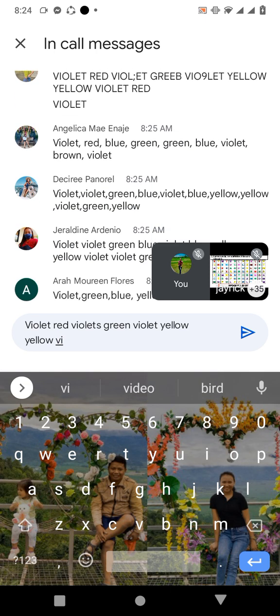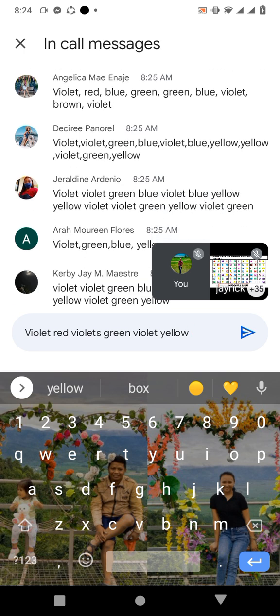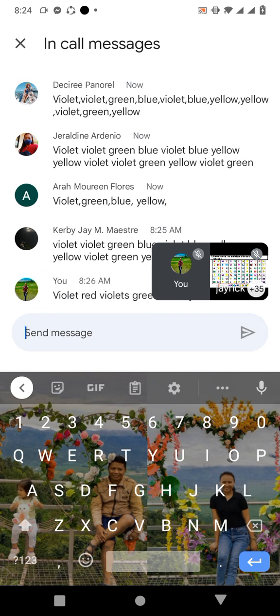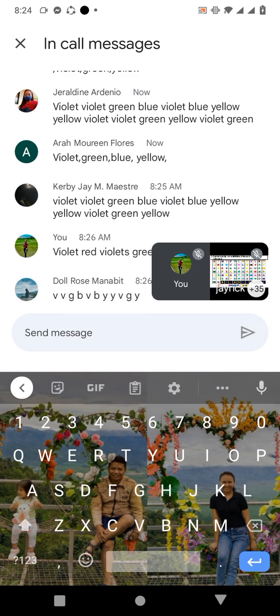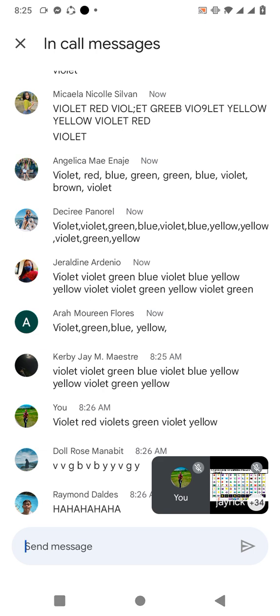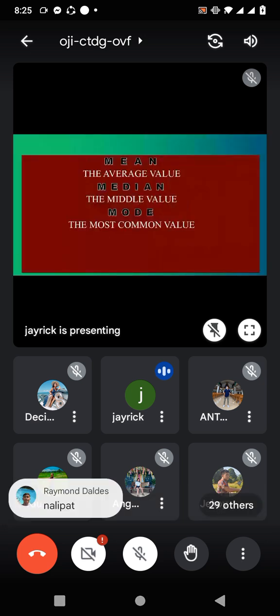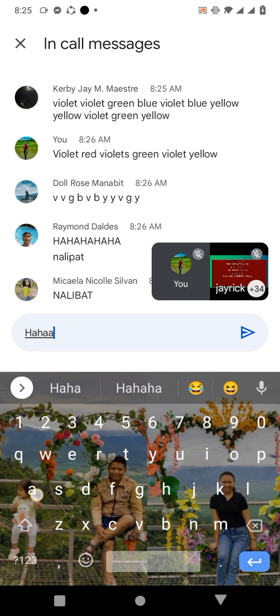We have Desiril Panorel: violet, violet, green, blue, violet, blue, yellow, yellow, violet, green, and yellow. Very good. So in this table of letters, we can see the words middle value. Okay, so congratulations. We're done finding out the terms and their corresponding definitions.